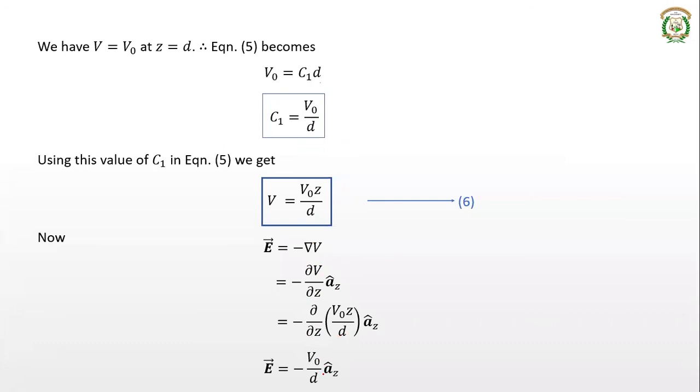It is nothing but V naught divided by D, right? Differentiation of V naught Z by D is V naught by D. So it is minus V naught by D AZ. This is the value of electric field intensity, the electric field intensity in between the two plates.